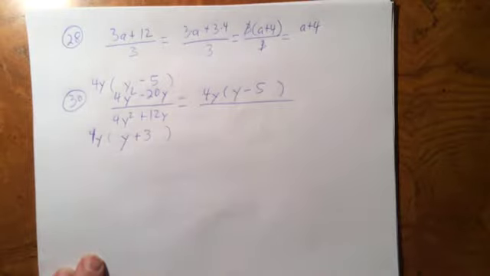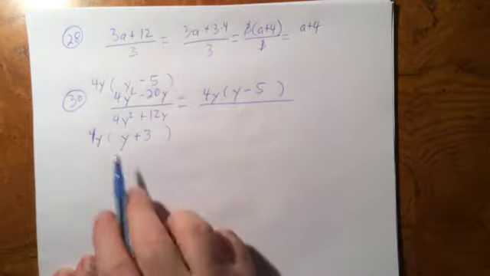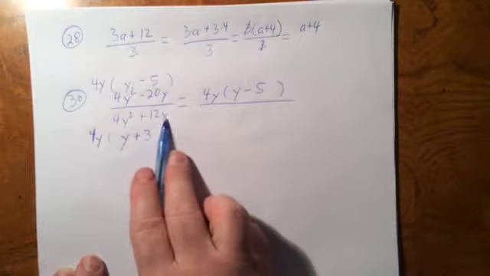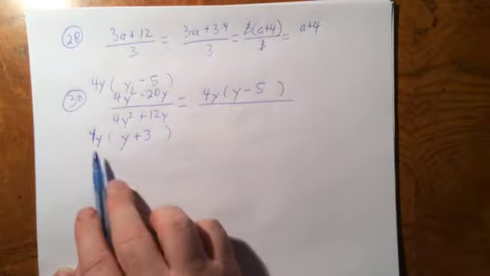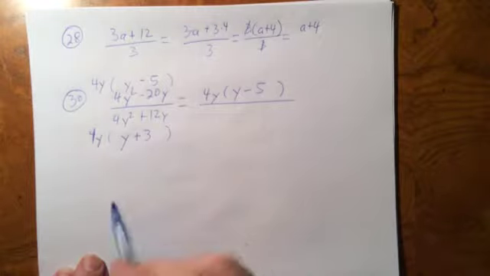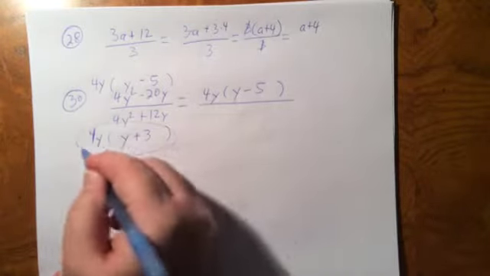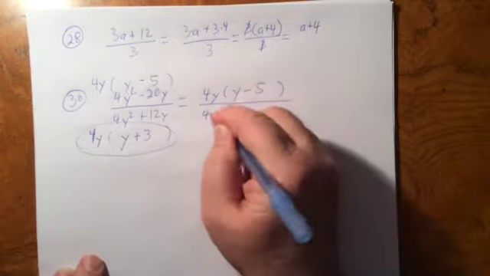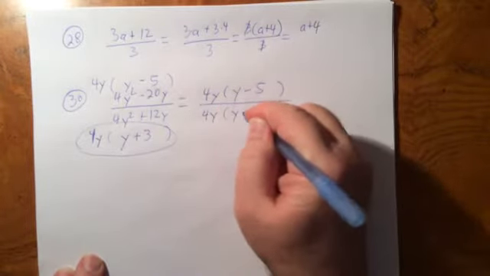That will be 4 times 3. That will give me 12. And then y times 1 will give me y. So just to check, 4y times 3 will give me 12y. So we have now factored the denominator to yield this. So this will be 4y times y plus 3.